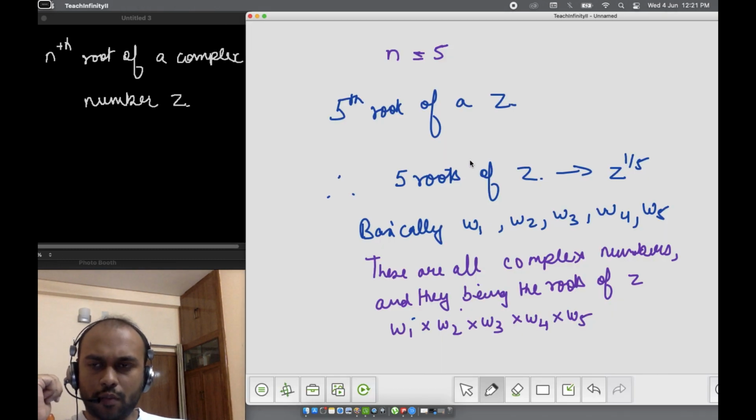Next, let's talk about the nth root of this complex number z. Let's start with an example. Let's say n is equal to 5. What that means is we are finding the fifth root of z, or the 5 roots of z. That is the exact meaning: z to the power 1 by 5. Let's take these 5 roots as w1, w2, w3, w4, and w5.